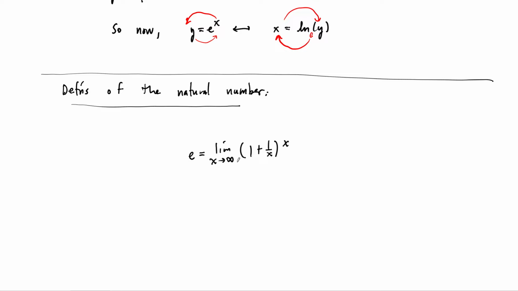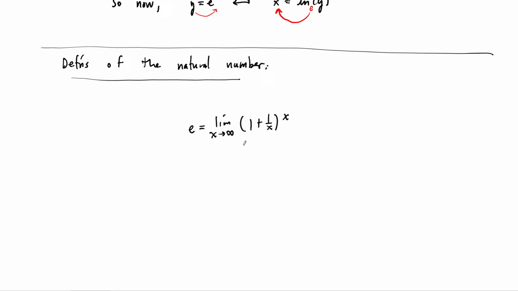And by the way, if you let this just be whole numbers, like n instead of x, then this represents the compound interest formula, or the compound growth formula. So this is like continuous compound growth. You get the number e. E is the limit of this function right here.